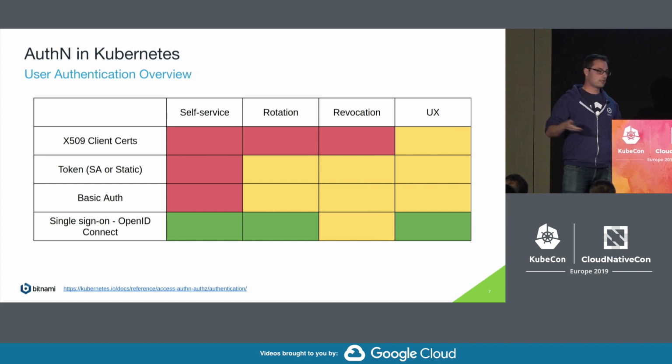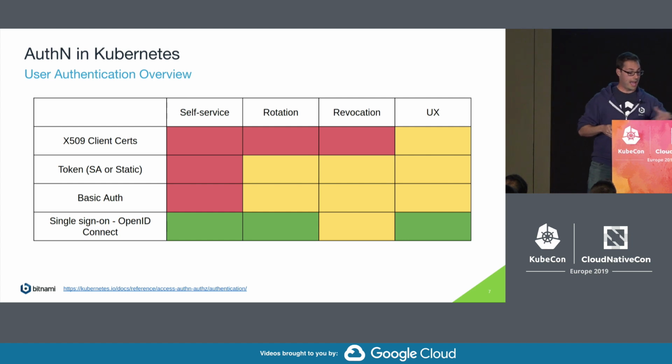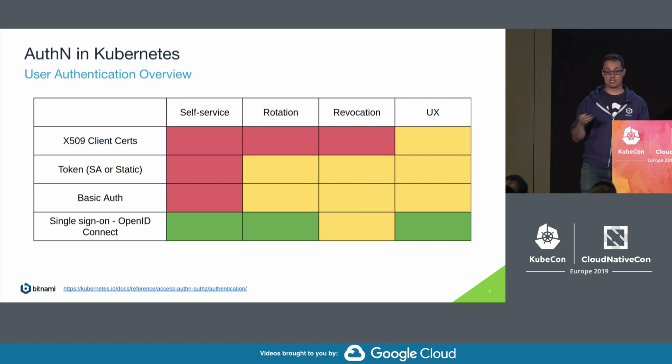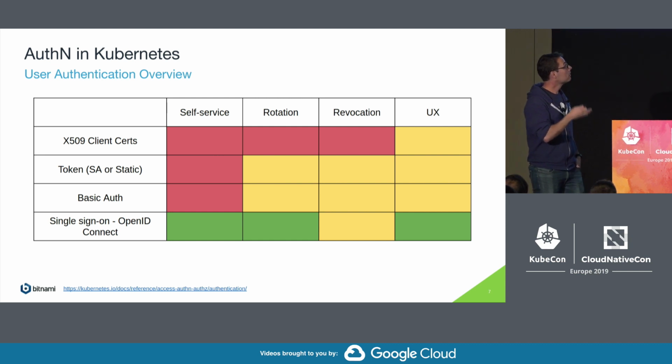Then we got tokens, which can be either service accounts or static tokens next to the API server. And self-service is the same issue. But then rotation and revocation actually got better because you can rotate that thing. You can revoke and rotate programmatically, and for a single user.